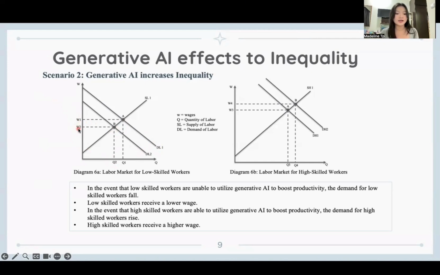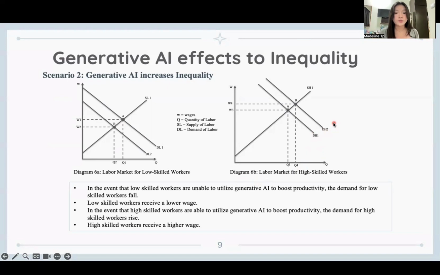Now, in the event that high-skilled workers are able to utilize generative AI to boost productivity, as shown in diagram 6B, the demand for high-skilled workers will rise as employers will look for them to boost the efficiency of their firm. So DH1 will shift to DH2, as we've seen over here.